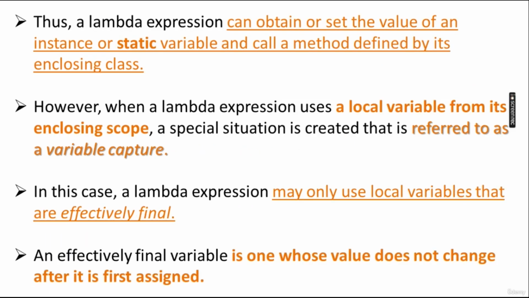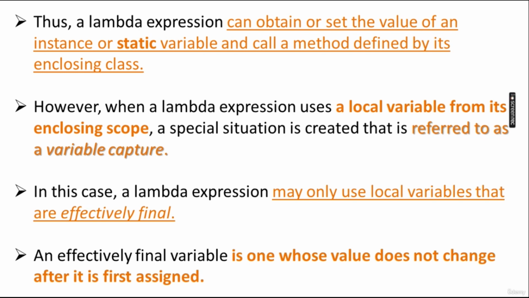Thus, the lambda expression can obtain or set the value of an instance or static variable and call a method defined by its enclosing class. Okay. So getting a value can be done as well as setting the value of a variable. And it can call a method defined by its enclosing class.